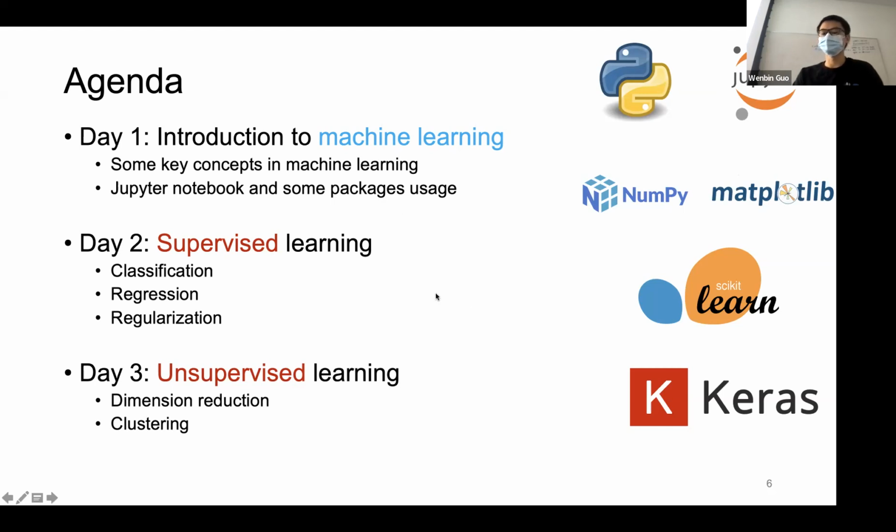And for day two, we are going to dive into supervised learning. Supervised learning is where the data that we have has labels. We are going to learn two different things. Classification is for when your labels are categorical, like apple, orange, something like that. If your labels are numerical, like a continuous variable, we are going to use regression. And the third thing is that when you have a model, you will probably overfit to your current data.